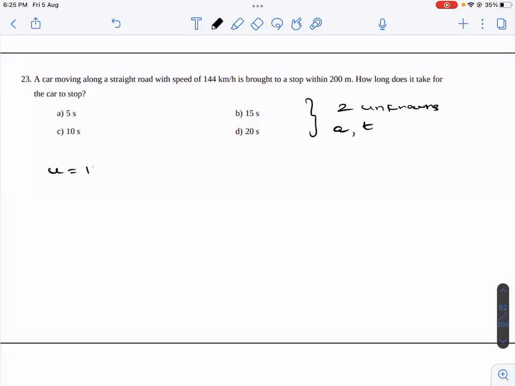So U is equal to 144 kilometers per hour. So U is how much? 144 into 5 divided by 18. How much will this give you?